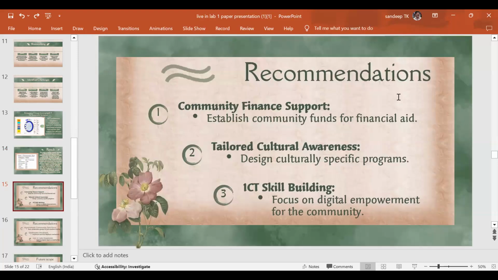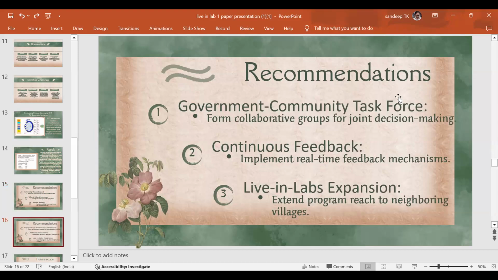So the recommendations, based on all these studies: community finance support, establish a community fund for financial aid; tailored cultural awareness, design culturally specific programs; ICT skill building, focus on digital empowerment for the community, especially with mobile phones and other portable devices and their implications in real-life situations; and a government-community task force, forming collaborative groups for joint decision making.